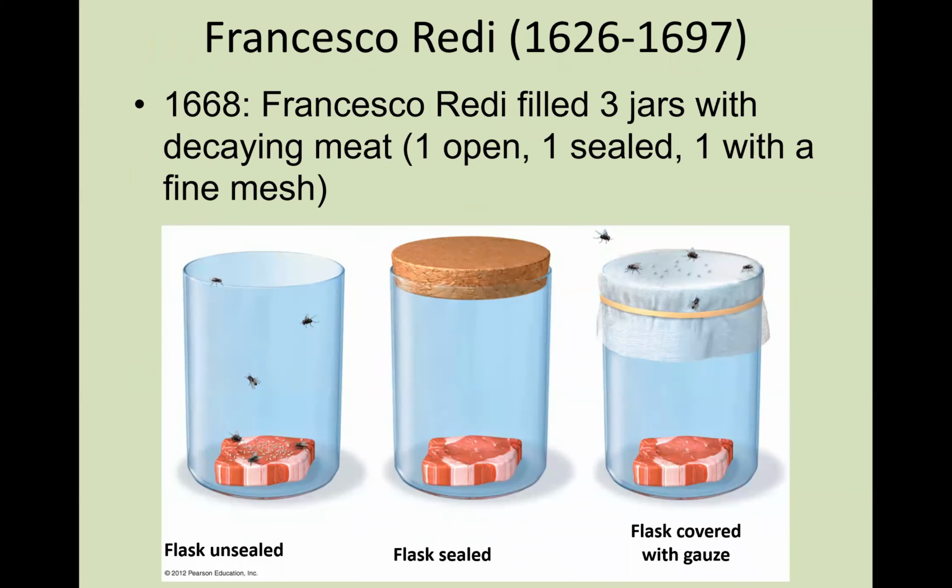So this is where Francisco Redi comes in. He was the first guy that said, this doesn't make a whole lot of sense. So he decided to create his own little observation and experiment. And so in 1668, he filled 3 jars with decaying meat. He left one open, one with a mesh on it, and then he sealed one. And what he noticed was with the flask that was unsealed, you would start to see these maggots and flies.